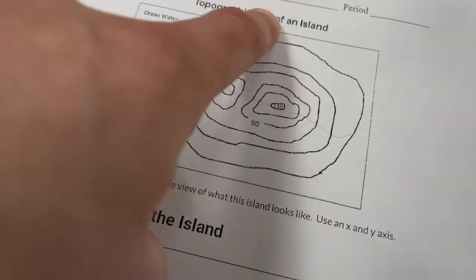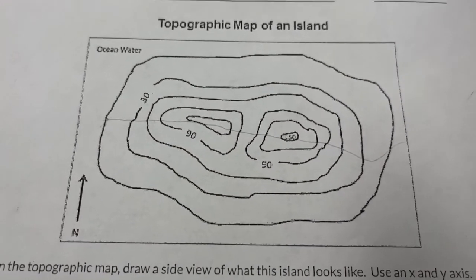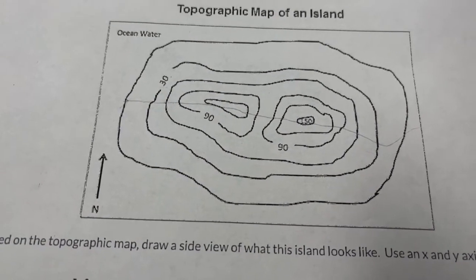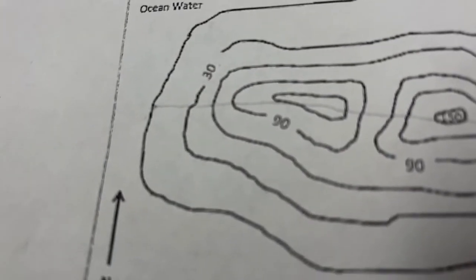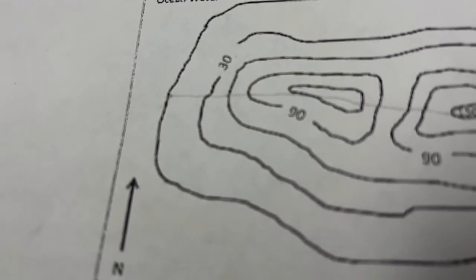Now, this is the outermost zero layer of the land. That means it's 0 feet tall. It's still above ocean level. All the water's below it, but it's at 0. The next number that you see right there is a 30. Then it's a 90. That's the next number you see. So halfway in between 30 and 90 would, of course, be 60.